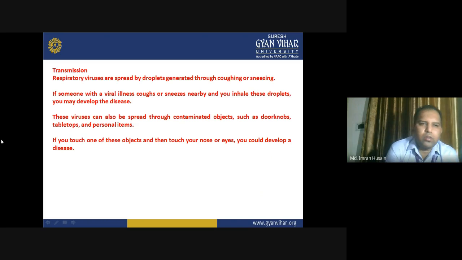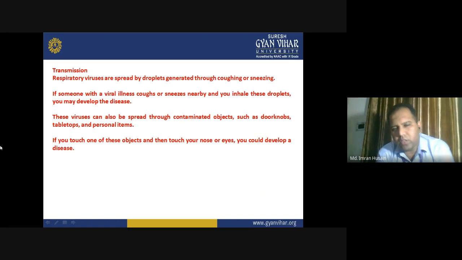And transmission, you all know that respiratory viruses are spread by droplets generated through coughing or sneezing. If someone with a viral illness coughs or sneezes nearby and you inhale these droplets, you may develop the disease. The viruses can also spread through contaminated objects such as doorknobs, remote controls, and personal items. If you touch one of these objects and then touch your nose or eye, you could develop a disease.